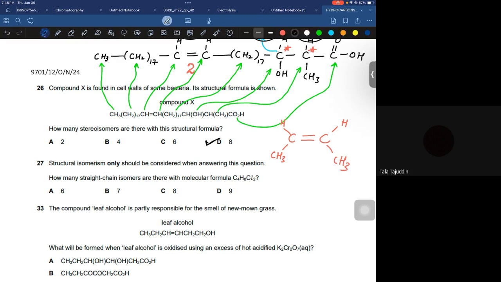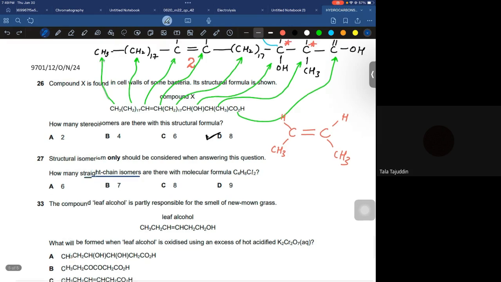This is very important information the examiner has given you: straight chain isomer. You're not supposed to draw the branched isomer, only the straight chain structure. And also they are saying you are only supposed to consider the structural isomer, not the stereoisomer. You are not supposed to consider optical or geometrical, only the structural isomerism.